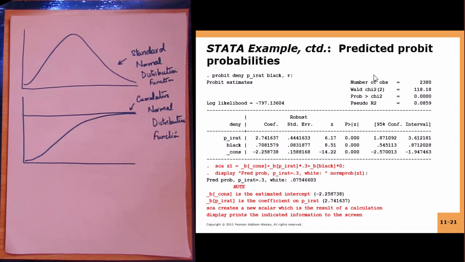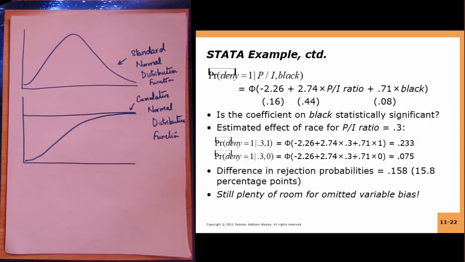And finally you have these things. You can predict your probit probabilities. You can use another command. Here it says spread probabilities PIRAT 0.3 white. So suppose your PI ratio is 0.3 and you are a white person, what is the probability that you will be denied? Here if you had written you were a black person, you would find the probability for that.